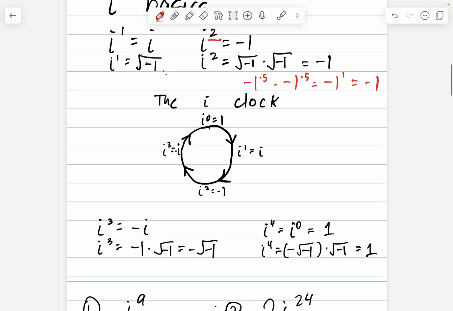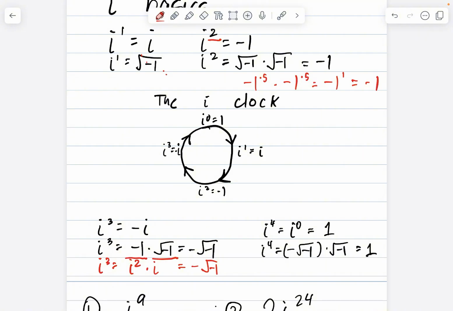Now, let's take a look at i to the third. We can think of i to the third as i squared, which is -1, times i, which is the square root of -1. So -1 times the square root of -1, which is i, is negative square root of -1. I know, a tongue twister.